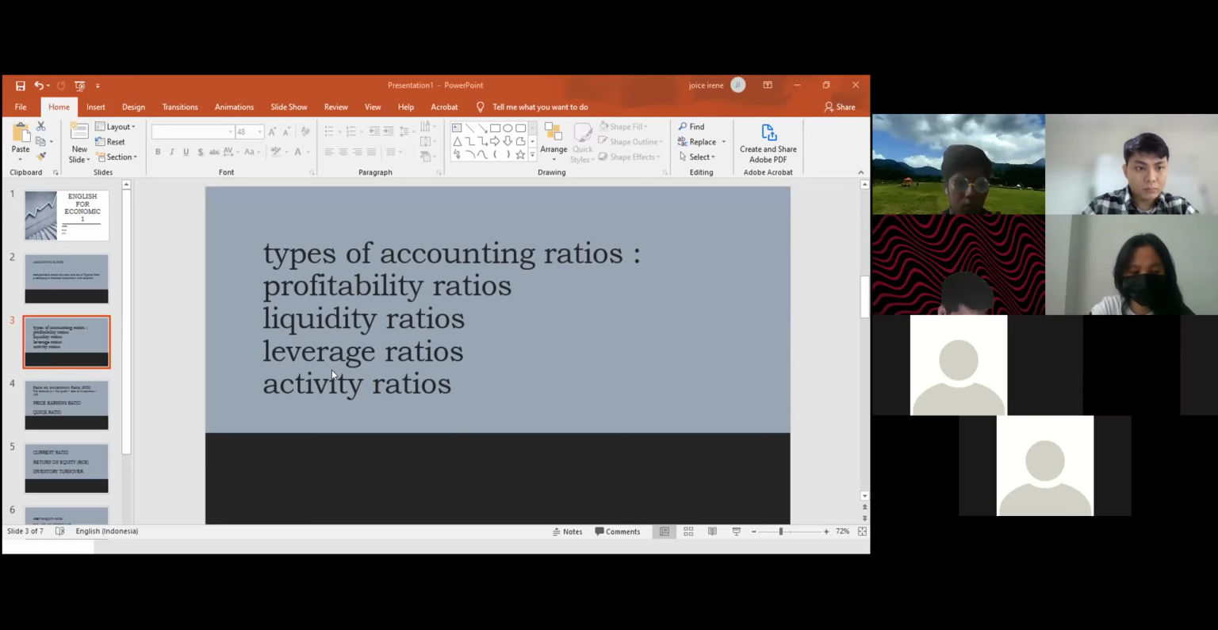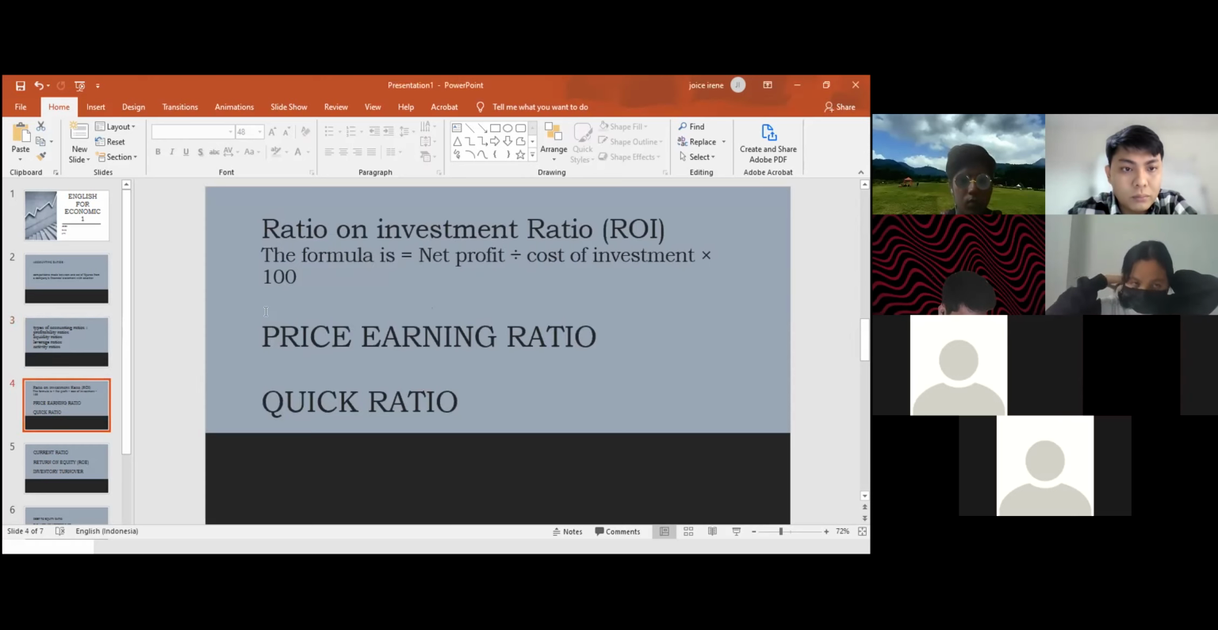These ratios are also called efficiency ratios, or asset utilization ratios, or turnover ratios. And Rita will explain more. Okay. So, profitability ratios.